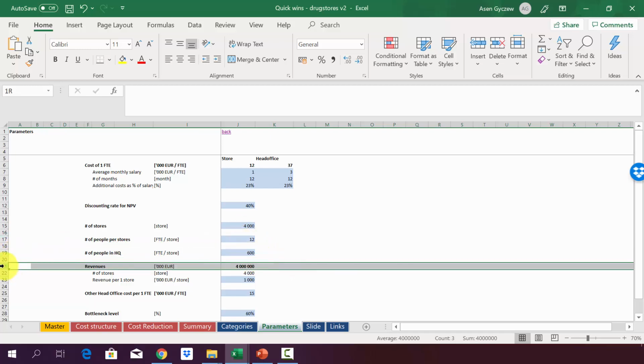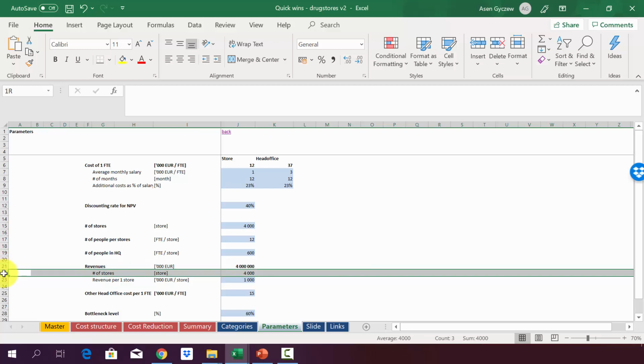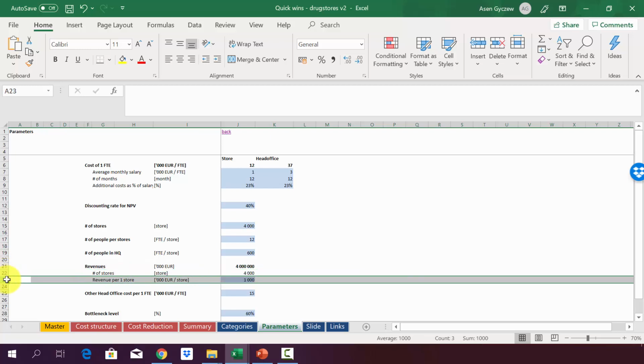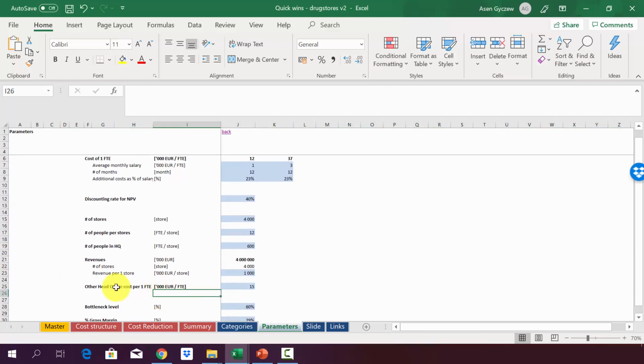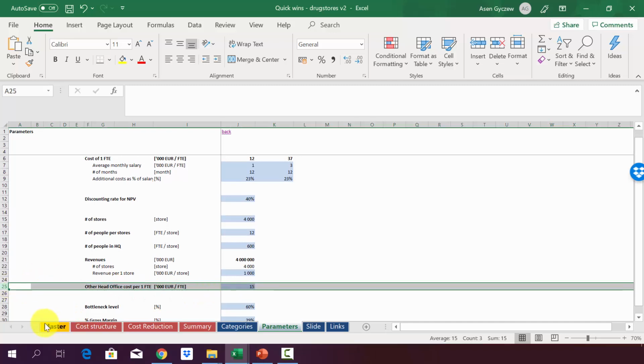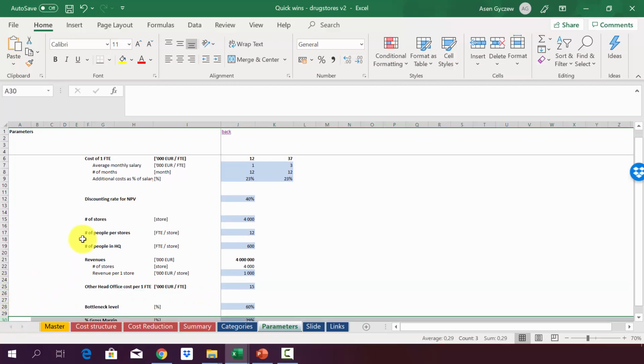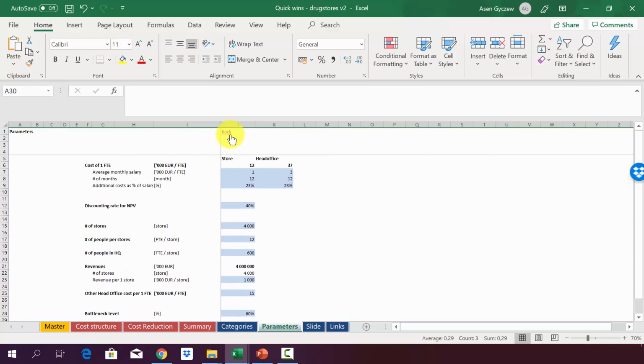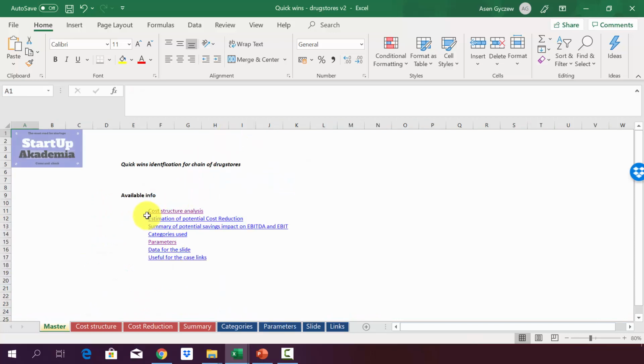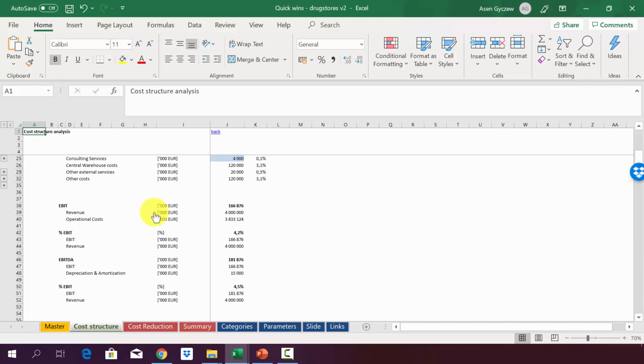We've got the revenues that we get by multiplying the number of stores and revenue per store. And then we've got also other costs per head office here. On top of that, we also have the gross margin, which is 29%. Now we're going to use those assumptions to create the cost structure. So let's go to the cost structure analysis.